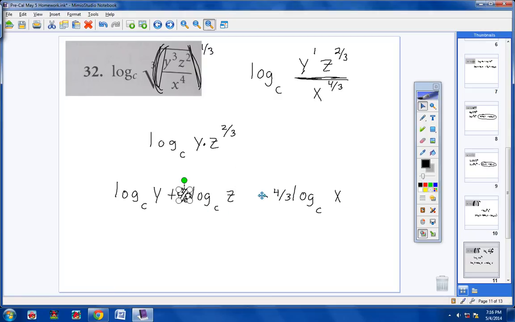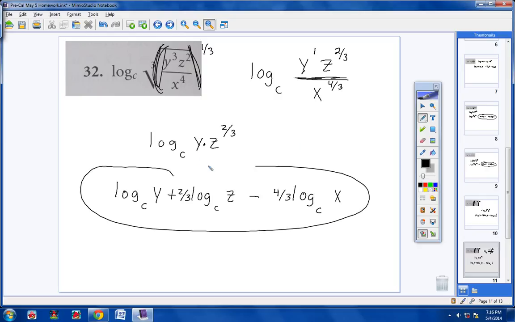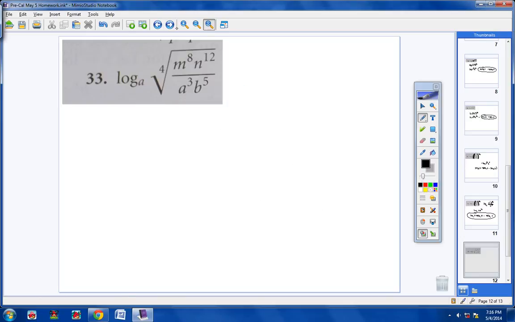And I don't see anything else we can do. I have log base c of y, base c of z, base c of x. I don't see any simplifying I can do. Let me glance very quickly at the answer key, but that's looking pretty strong for an answer. Yes, it is. Okay, number 33.